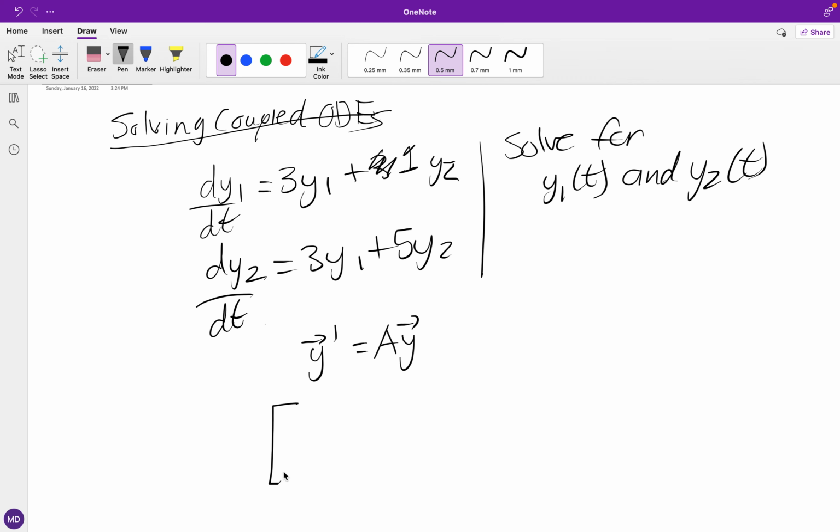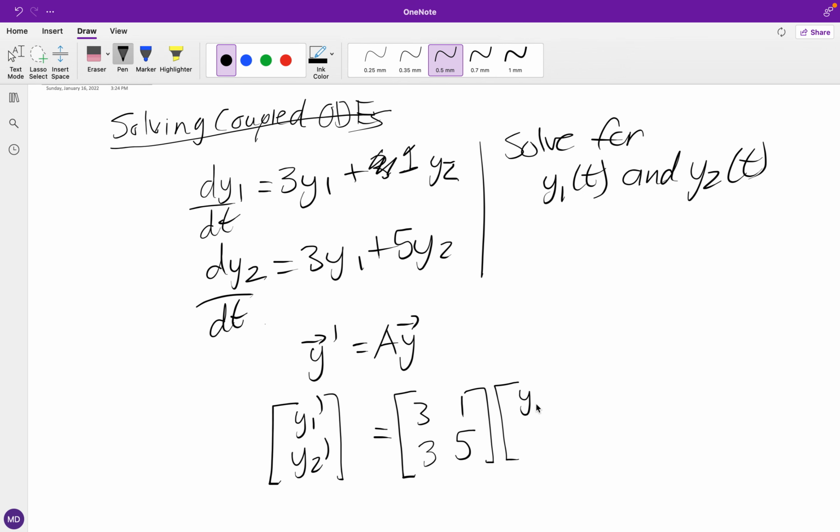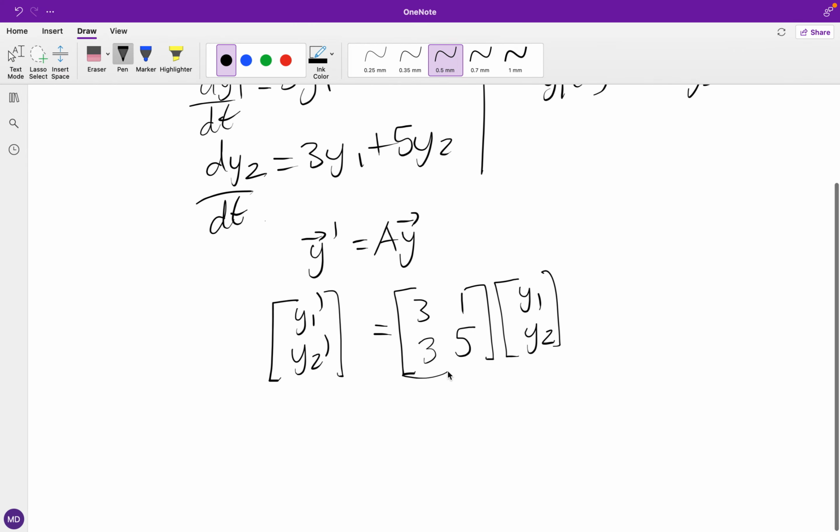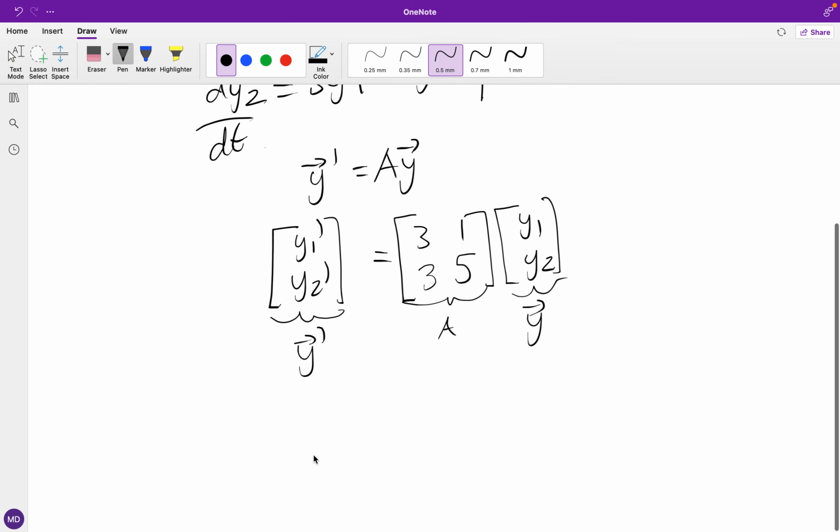We can write this as y1 prime, y2 prime is equal to, just like a system of equations, 3, 1, 3, 5, the coefficients, times y1 and y2. And I hope you can understand that this representation here is equivalent to this up here. And just to make it more obvious, this is our A here, this is our y, and this is our y prime vector.